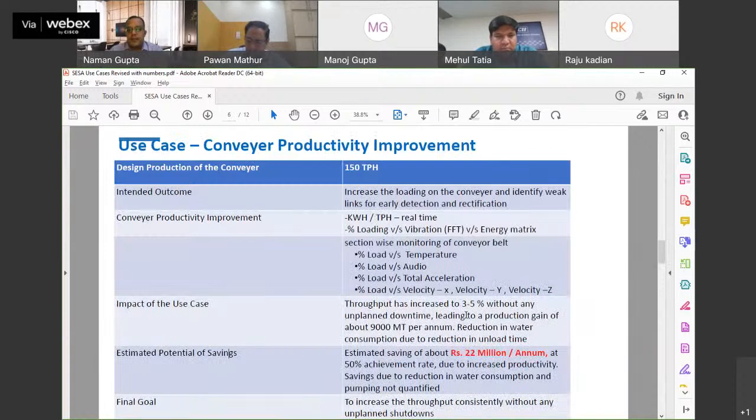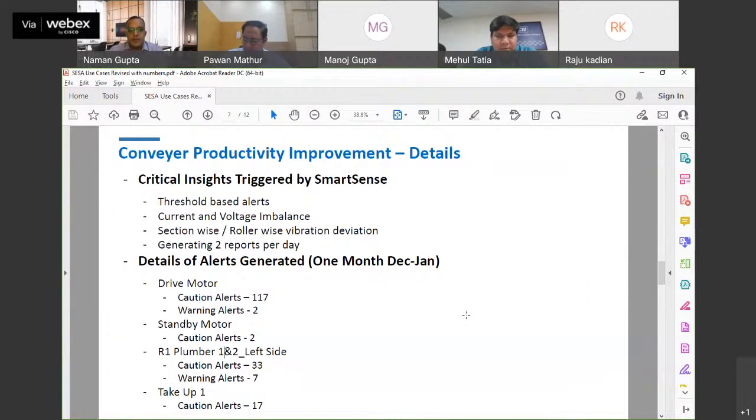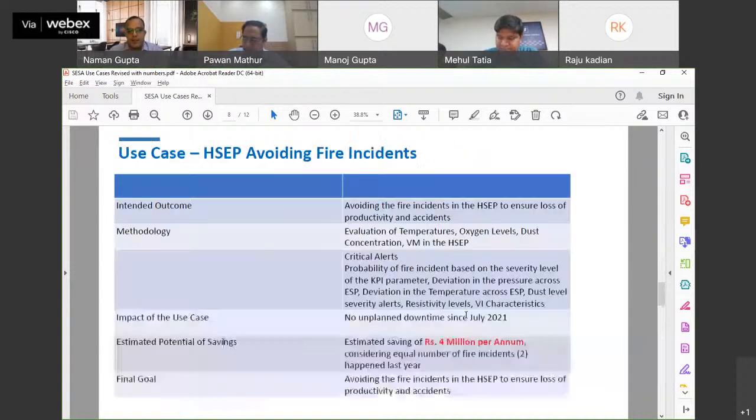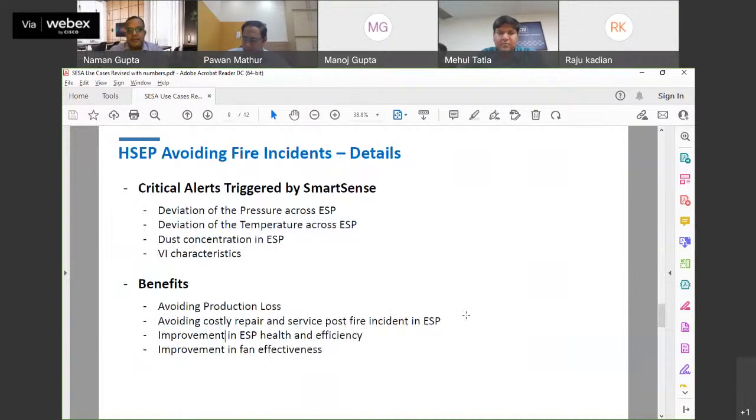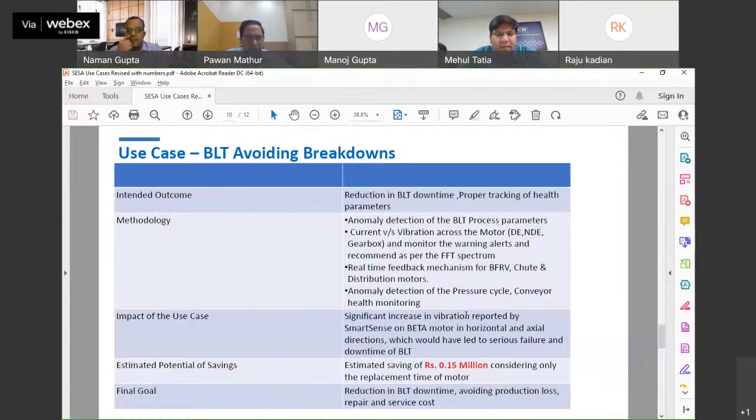Then in the conveyor productivity, also we increased the overall efficiency by 3 to 5%, and the overall saving was rupees 22 million per annum. Here, the critical insights triggered by Smartsense were current and voltage imbalance, section-wise, roller-wise vibration deviation. And we had some warning alerts for drive of the motor, standby motor, plumber, and etc. And then HSP and BLT, we had this commitment of no breakdown for 6 months.